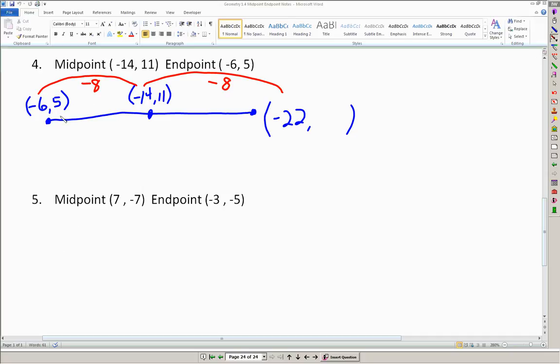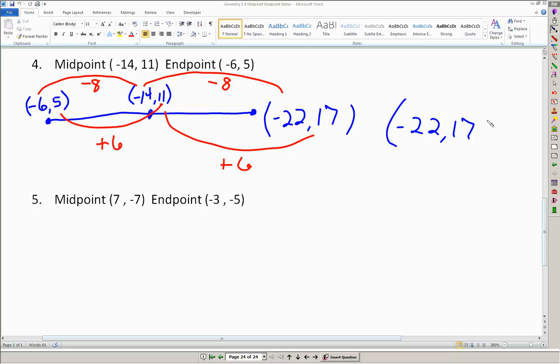Travel along the y's. From 5 to 11, that one's pretty easy. From 5 to 11, I'm just adding 6. But again, if you want to do 11 minus 5, that's a 6. Adding 6 there. Well, let's add 6 more. 11 plus 6 is 17. So negative 22 comma 17 is the other endpoint.